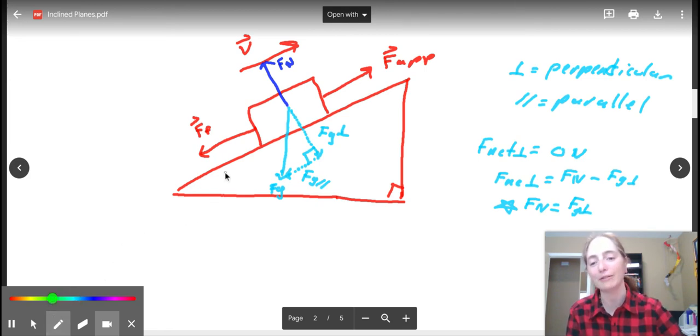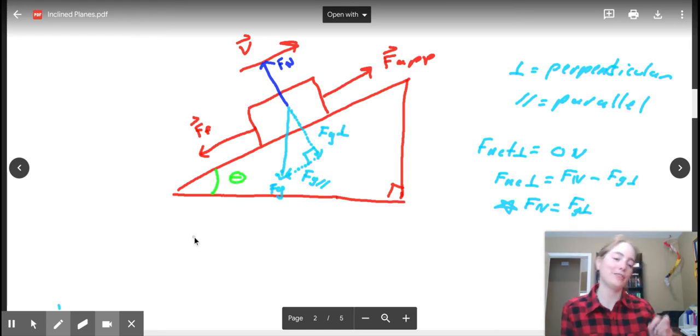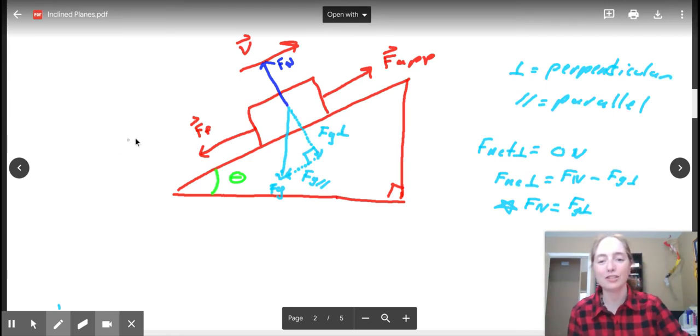I'm going to go green for this one. Theta. You are going to be given in your assignment questions theta of the ramp. You are not going to be given any other theta. So we have a bit of a problem. How do we use this theta to help us? Because you'll be given the mass of the object, so you can calculate FG, but how can we break this into F and Y components without a theta?